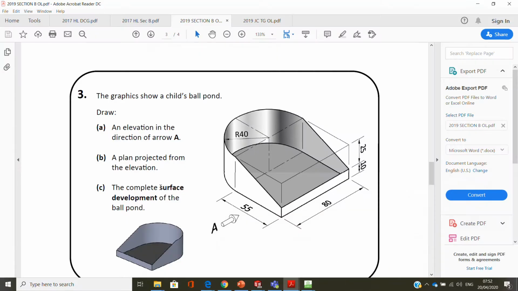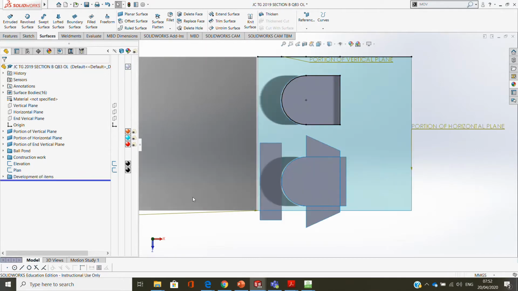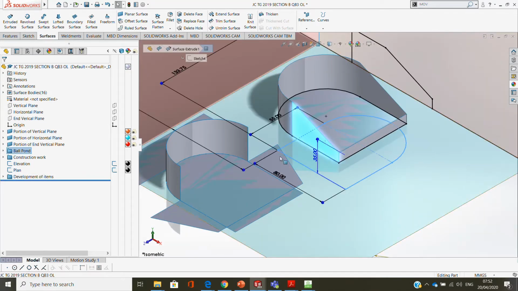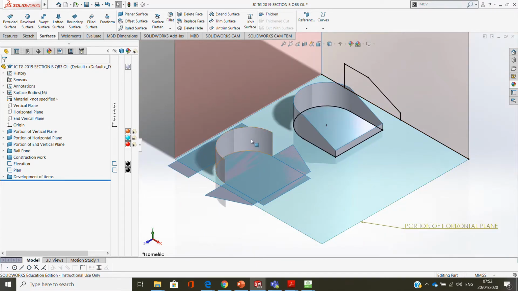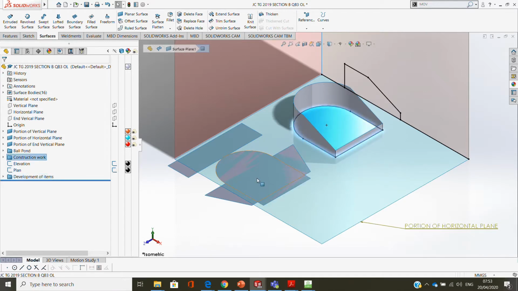And then we will have to draw the complete surface development of the ball pond. So what's happening there is the object is being folded out. All the faces of the ball pond are going to be folded onto one flat surface. You can see the curved surface becomes that there at the back. The side surfaces become here. This one becomes that one there, the front one becomes that one there, and then the base is there.